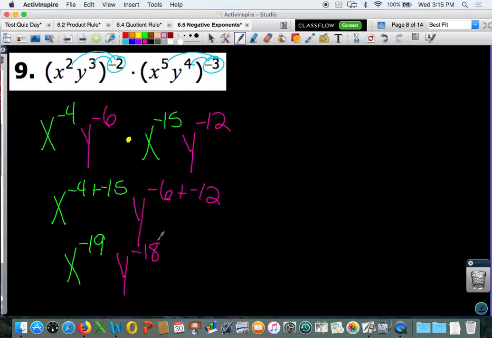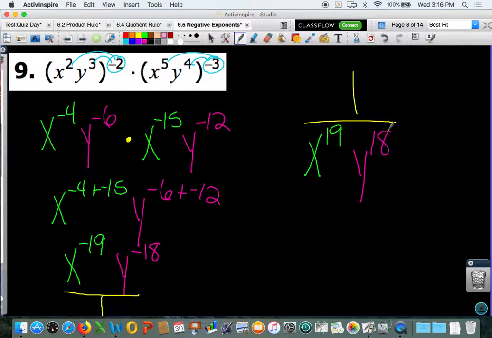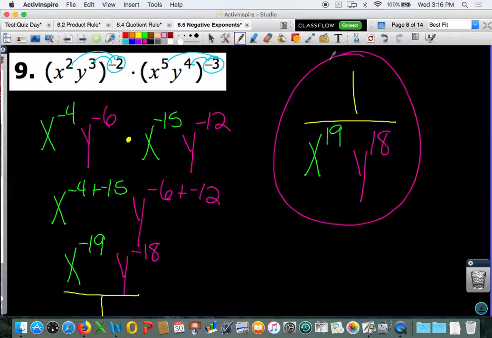So I can't leave them like this though. You cannot have negative exponents. They are both over 1. So I'm going to flip this fraction around. 1's on top now. And I brought my x down to the denominator, and it's now positive. And I brought my y down as well, so that it can now become positive. And that's my final answer.